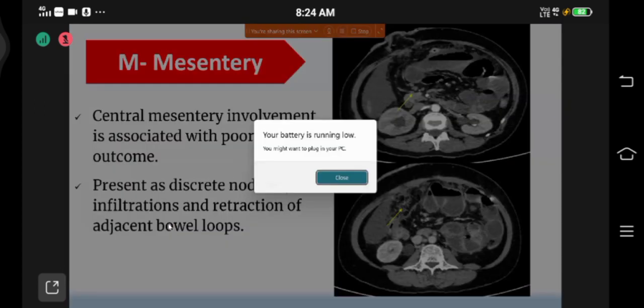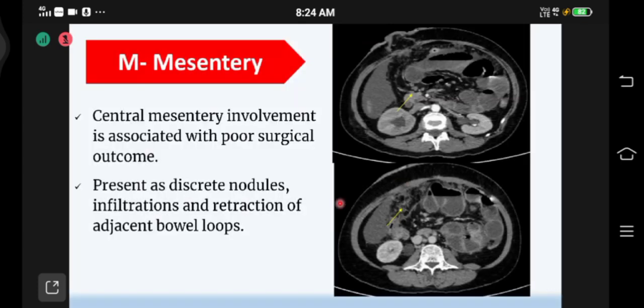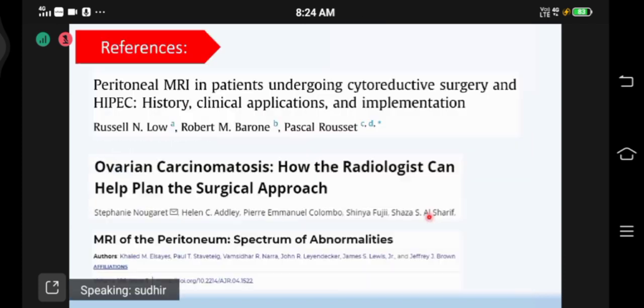Then coming to the mesentery part, central mesentery involvement is associated with poor outcome. And there is presence of discrete nodules, infiltrations, and retraction of adjacent bowel loops. So extensive central mesentery involvement also becomes one of the limiting factors.